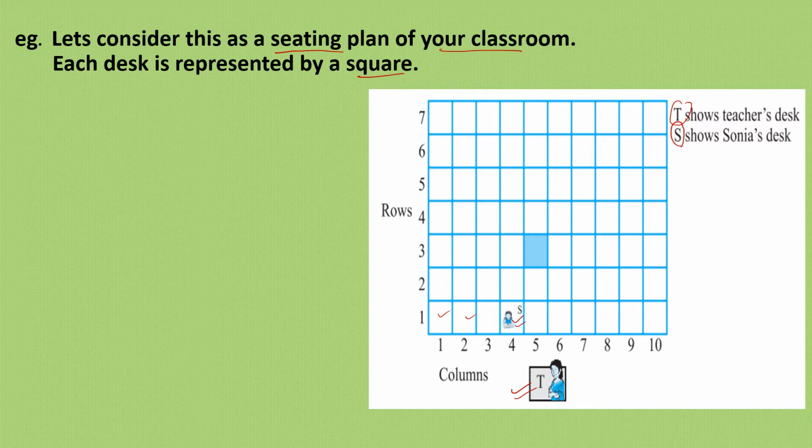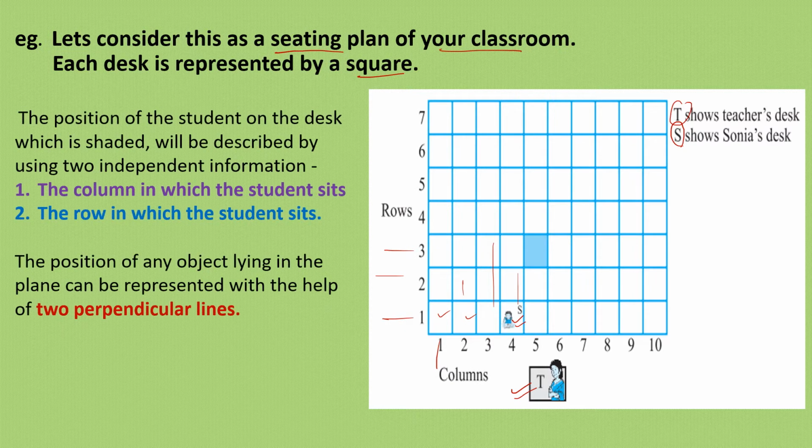Okay. Now, if you recall your real classroom, you can see in your real classroom also the desks are arranged like this only. Okay, and this is called the columns. You can see this is the first column, this is the second column, third, fourth, like this. These are the columns, and these are the rows. First row, second row, third row. Now they are asking the position of the student on the desk which is shaded. Now here you can see this desk is shaded.